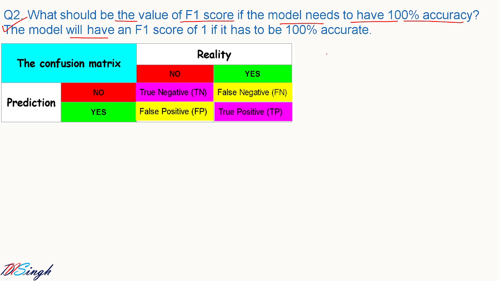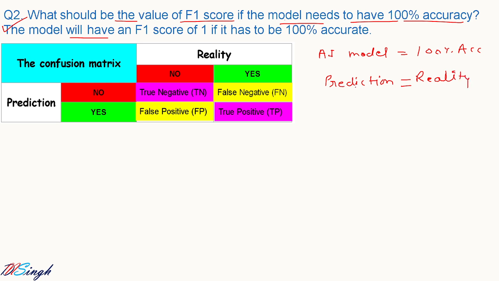So what does it mean? If your AI model will have 100% accuracy, that means for all the predictions, the value of reality is the same. So the prediction will always be equal to reality. They both are the same always.